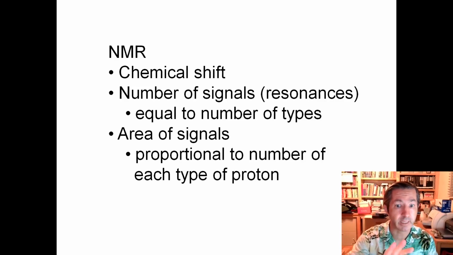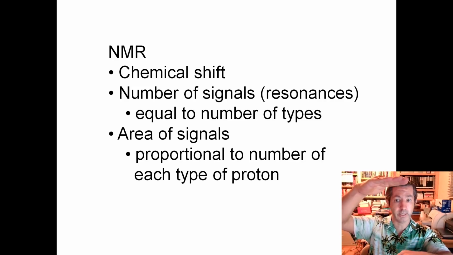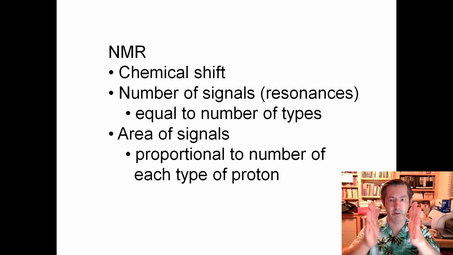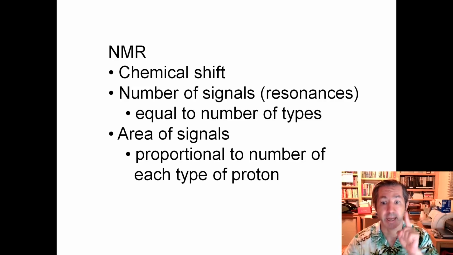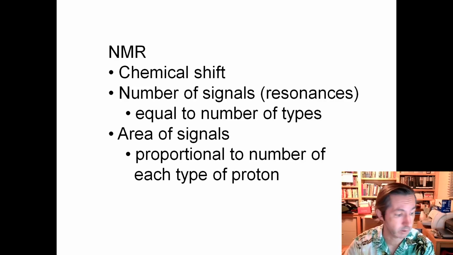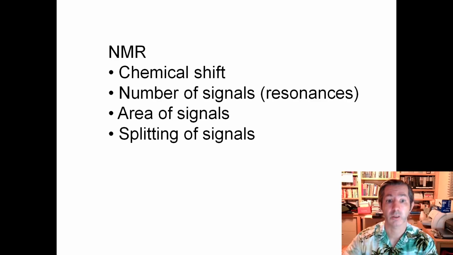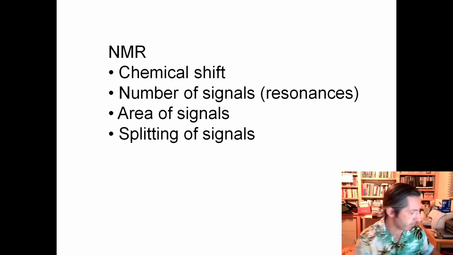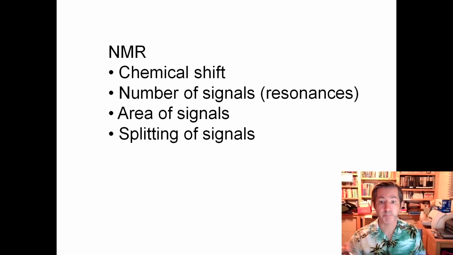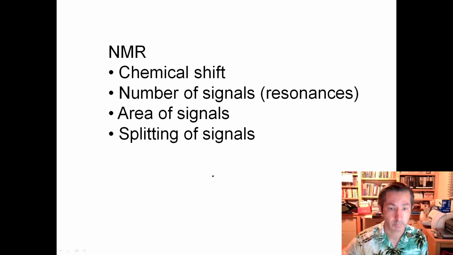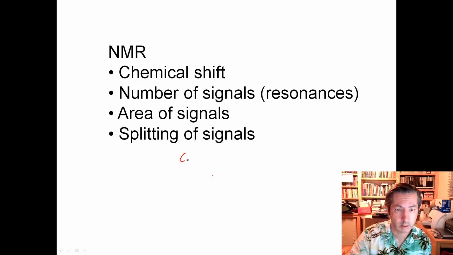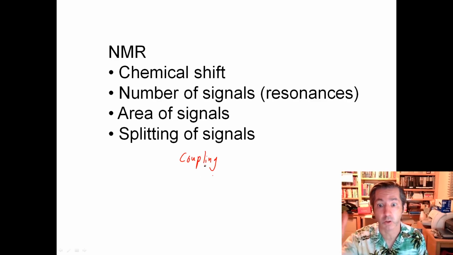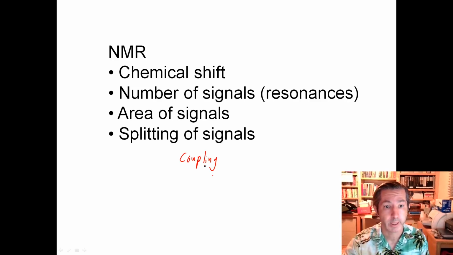Now we looked at the area of the signals. Are they tall signals or short signals? Are they narrow or wide? Now here's where we get a lot of information from. And this is going to be what's called spin-spin splitting, splitting of signals. Sometimes it's also called coupling of signals. And this happens when different types of hydrogens are right next to each other.